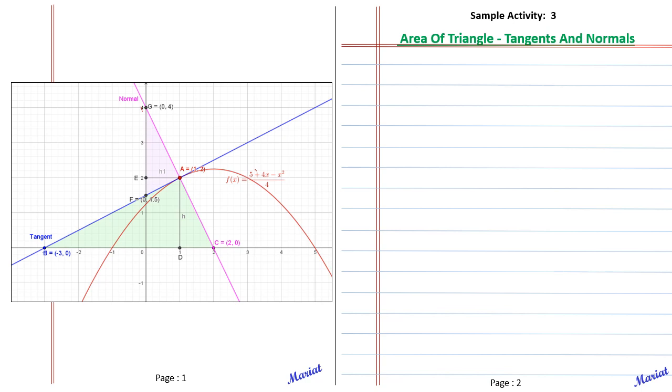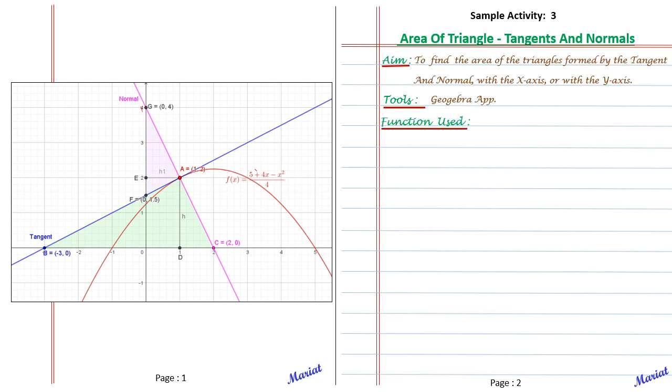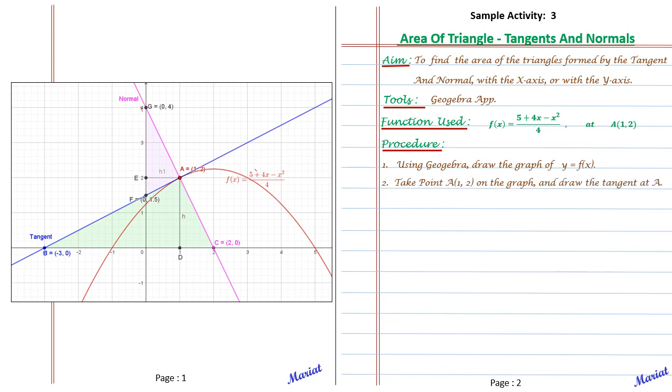Now, step by step, how you're going to write it in the activity register. Aim: to find the area of the triangle formed by the tangent and the normal with the x-axis or with the y-axis. Tools: GeoGebra app. Functions used: I'm using this particular function at this point (1, 2). Now, procedure. Using GeoGebra, draw the graph y = f(x), whichever function you are taking. Take point A (1, 2). You can take any other point, whichever is convenient on your graph. And then note down its points of intersection with the x-axis and y-axis.